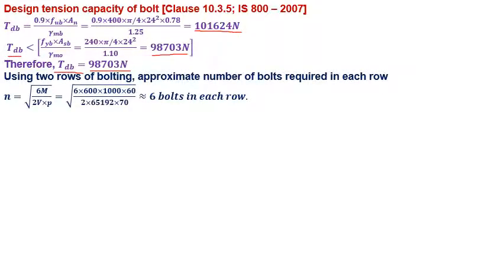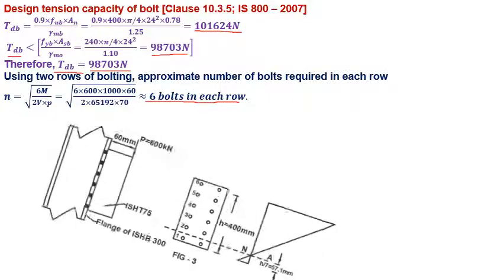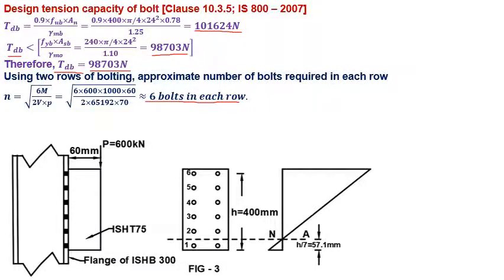Using two rows of bolting, as shown in figure first. Using two rows of bolting, the approximate number of bolts required in each row is calculated by the formula n equals under root 6M upon 2 v into p, and that comes out to be 6 bolts in each row.